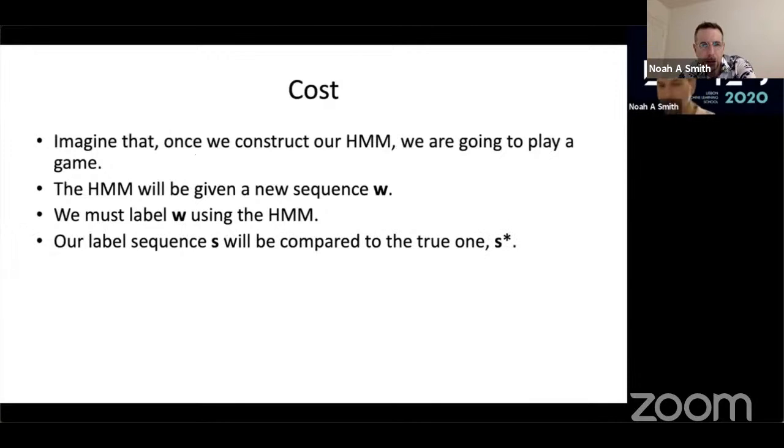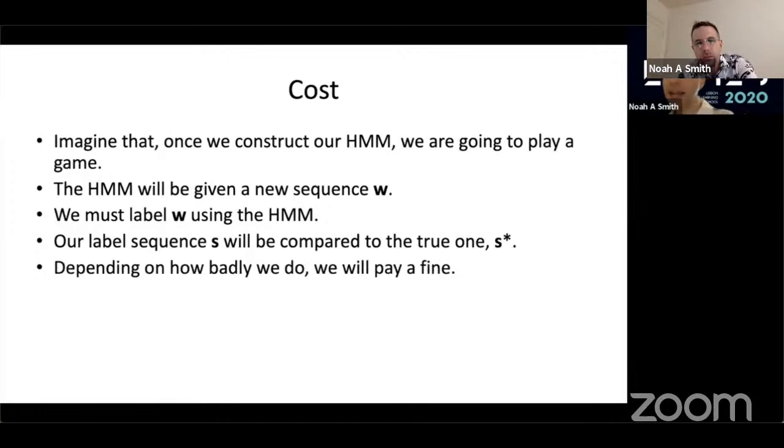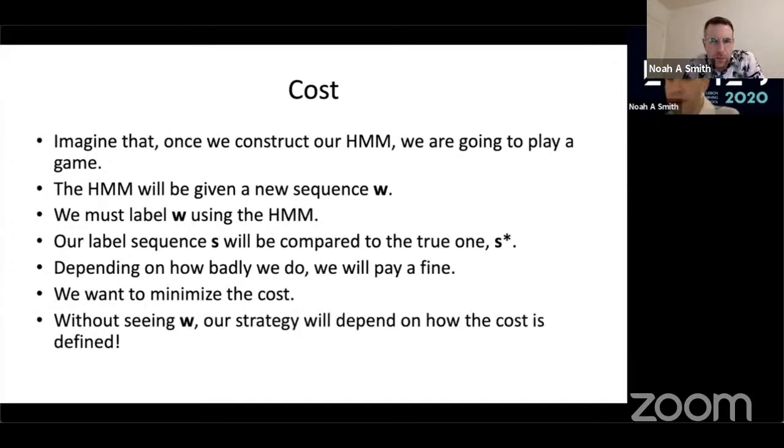And then after that's done, the hypothesized, guessed label sequence S is going to be compared to the true correct one, S star. This is kind of like what happens when we test our model, right? We see what the model says, and then we ask, how does this compare with the gold standard? But what's a little different is that, unlike in an experiment to analyze a model, we're going to have to pay a fine or a cost, depending on how badly we do. And our goal is, of course, to minimize the cost. We'd ideally like to get everything right and pay no fine. So without having seen any word sequences or knowing what particular instances we're going to need to work with, we need a strategy. And my claim is that our strategy for labeling given the HMM is going to depend on how the cost is going to be defined at the end.